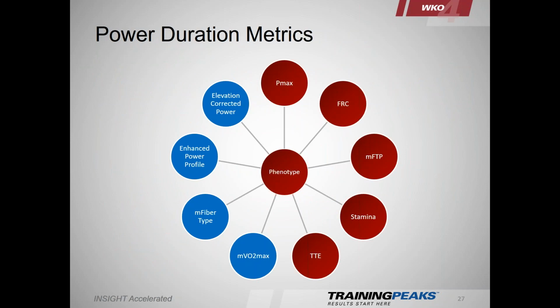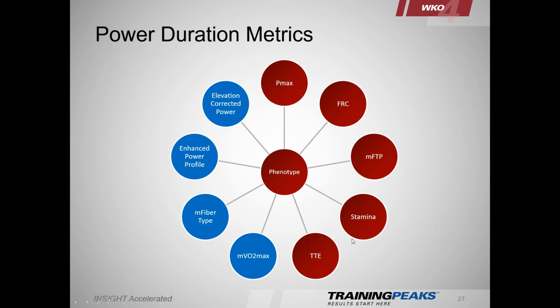So, matter of fact, if you just look at the core of what you have, this is a great little summary. We have simple phenotyping where we're simply lumping most of this physiological data to understand and phenotype and group. We have Pmax, FRC, MFTP, stamina, and TTE as hero bar metrics, which allow you to better understand your athlete. We also have model VO2 max, model fiber type. We have an enhanced power profile because of this model. We no longer just have like 4 or 5 key time points. We have every single second. And we have the ability to do things like elevation corrected power. And the elevation corrected power in WKO4 is based off your power duration model. It's why it's pretty accurate.